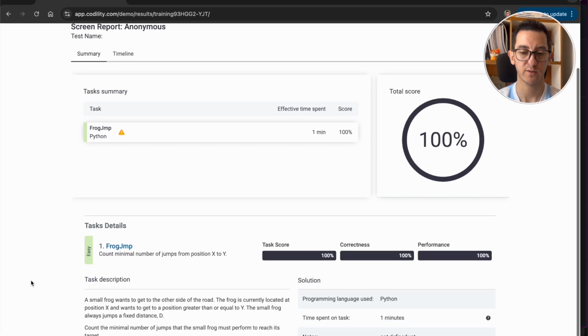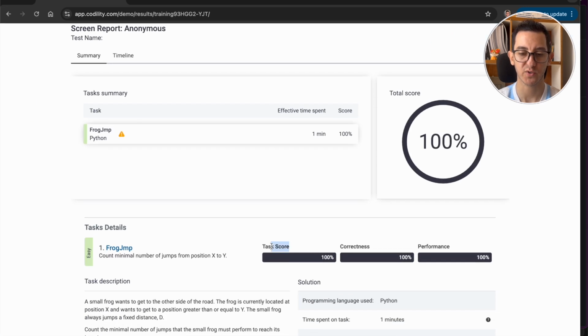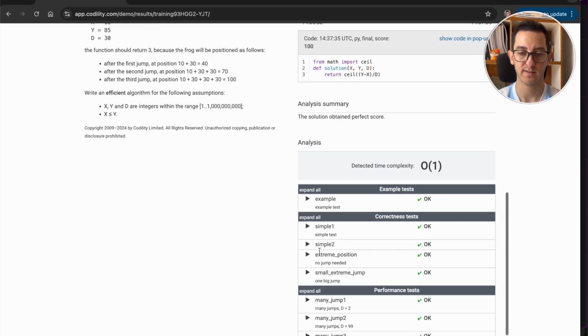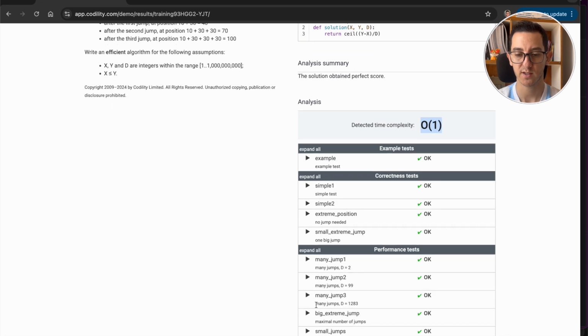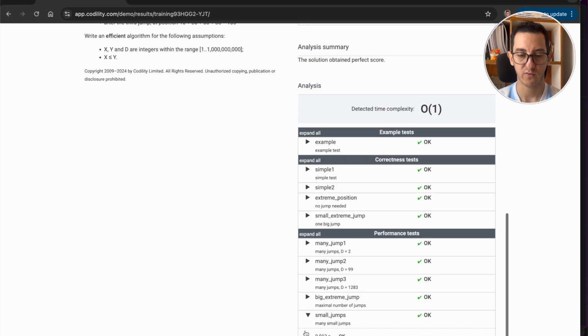Okay, and we got the results back. As we can see, we got a 100% task score and 100% correctness score. And we can see here that the detected time complexity is O(1) because it doesn't matter what the numbers are, it will always run in constant time. It's just a mathematical operation, and even for large test cases, it runs really fast.